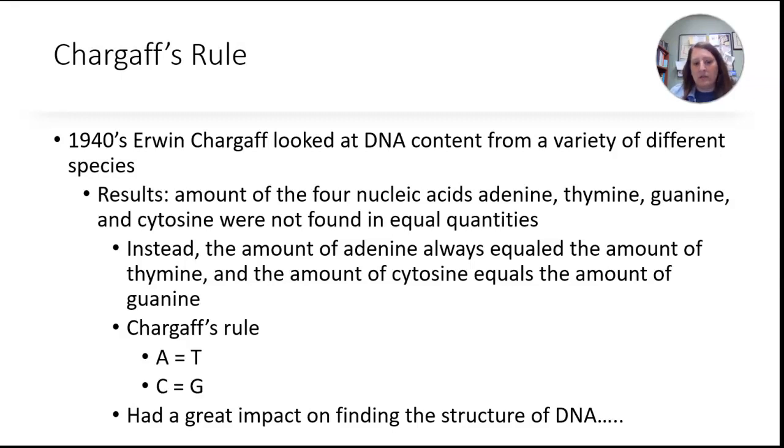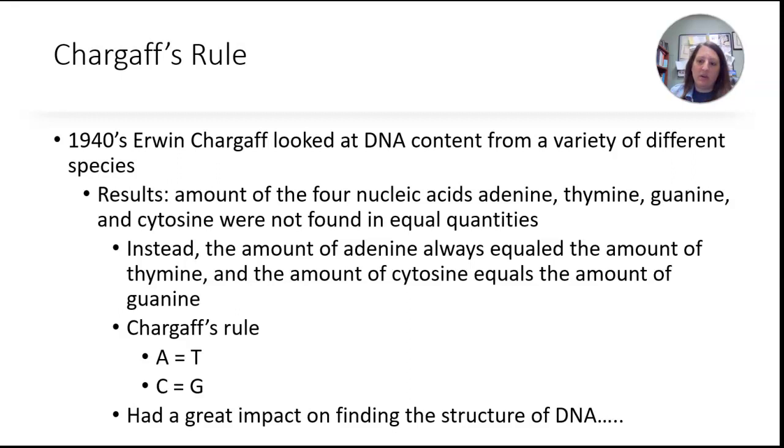He was looking at DNA from a lot of different species. He found that the amounts of the 4 nucleotide bases found in DNA, and we'll talk about these more, adenine, thymine, guanine, and cytosine, were not found in equal quantities. Instead, in every species he looked at, the amount of adenine was always equal to the amount of thymine, and the amount of cytosine was always equal to the amount of guanine.